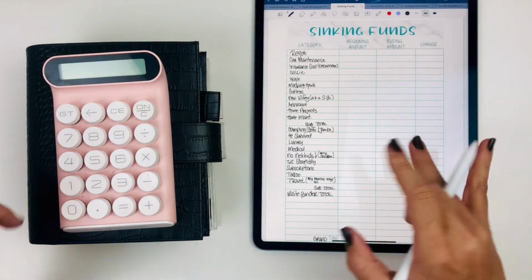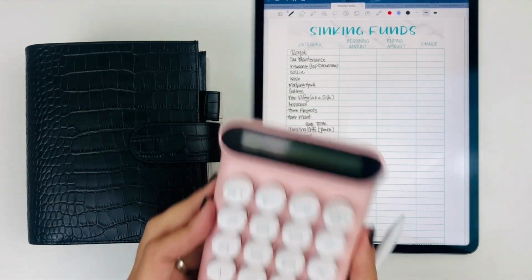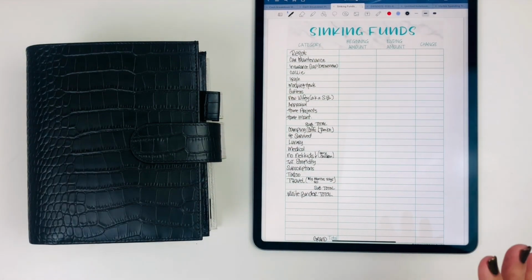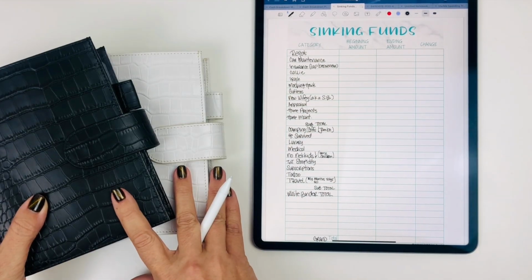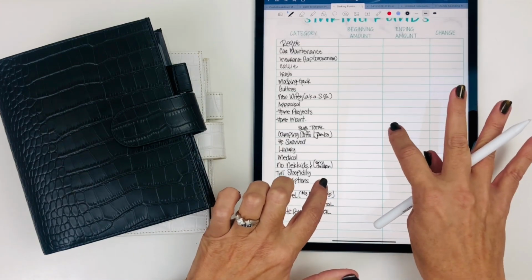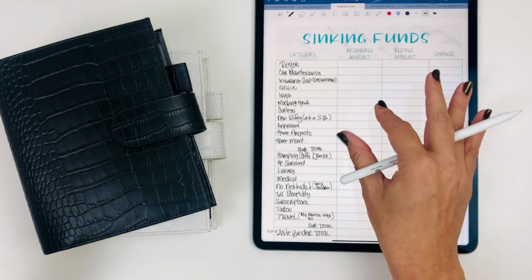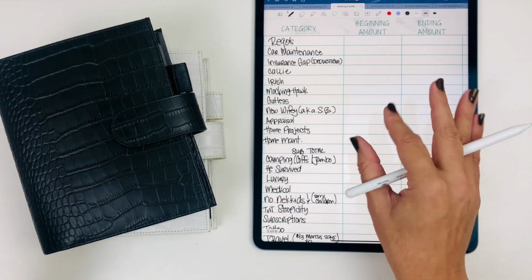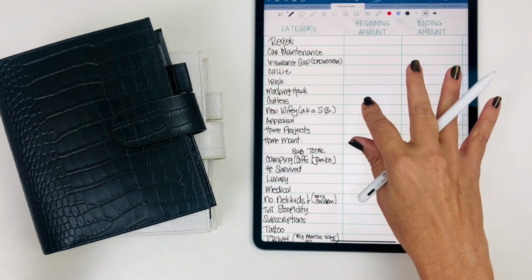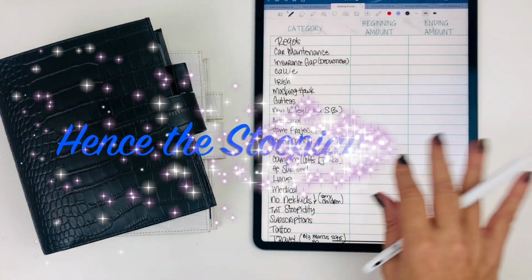Jumping into this, I do have some of my usual suspects here. My calculator, I will be using this in a bit, so I will set that off to the side. My two main savings binders, and then I do have my sinking funds tracker on my iPad. Very happy to be able to use it again. I did pick up a new pencil stylus for my iPad after my dog ate my last one.